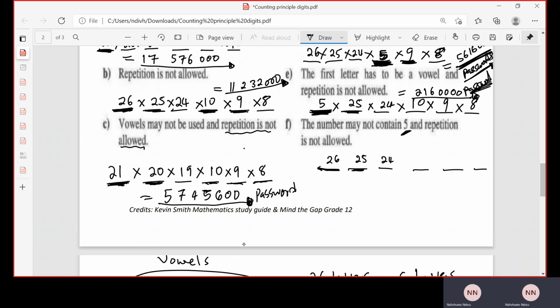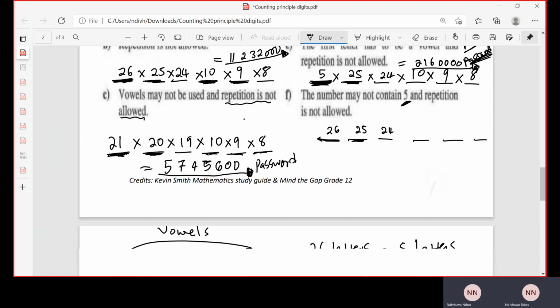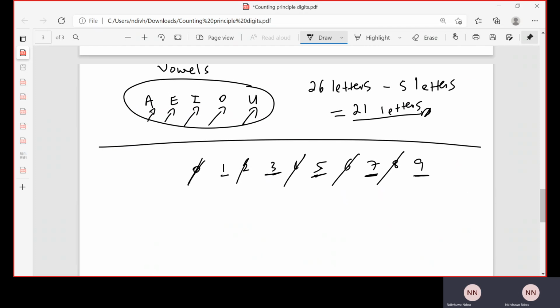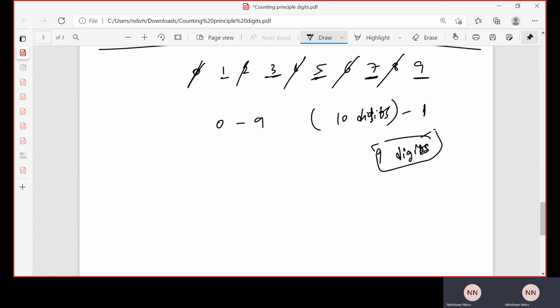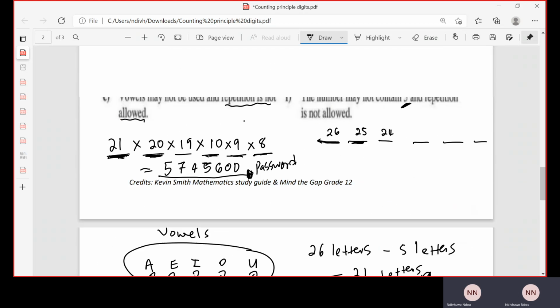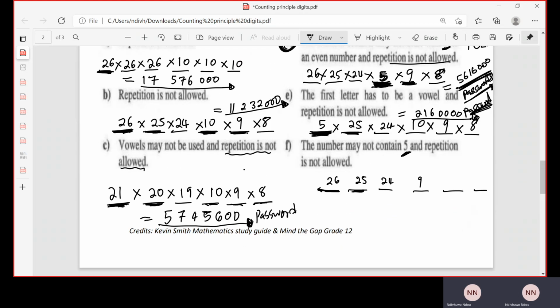The number may not contain 5. If the number is not containing 5, right? We have how many digits? 0 to 9. We have a total of 10 digits. If the number is not containing 5, it means we subtract 1 digit. We'll be left with how many choices? 9 digits to choose from, because we are removing 5. So the total digits we are left with is 9. So in this position, we'll have 9 choices.